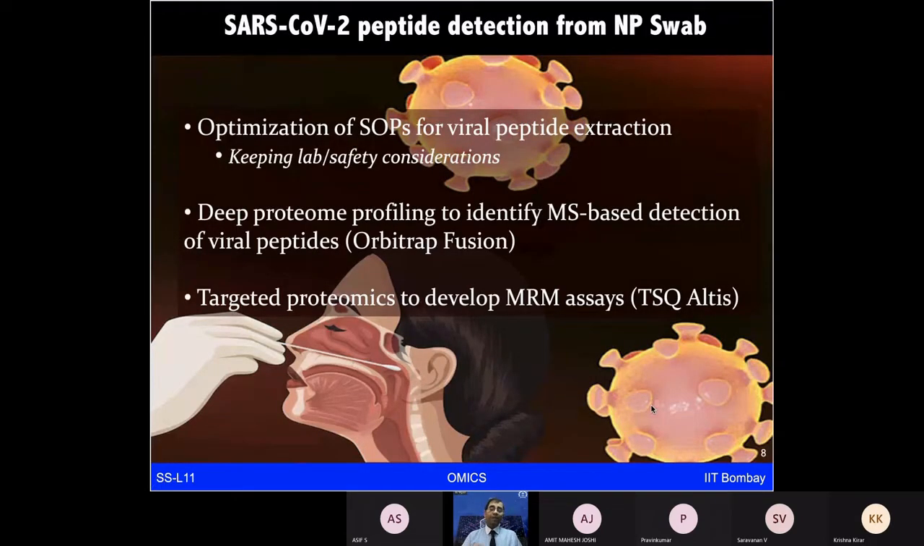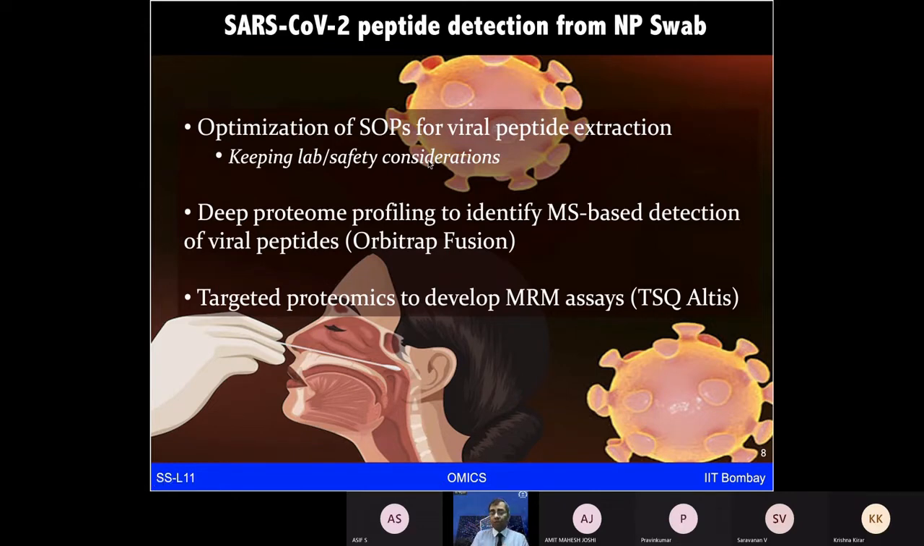But given the way samples are collected now, the viral transport media or the VTM, where this nasopharyngeal swab is being collected, that itself has a lot of interference. So the idea was first, can we optimize the protocol and find out what is the best way of extracting these viral peptides from this complex mixture.